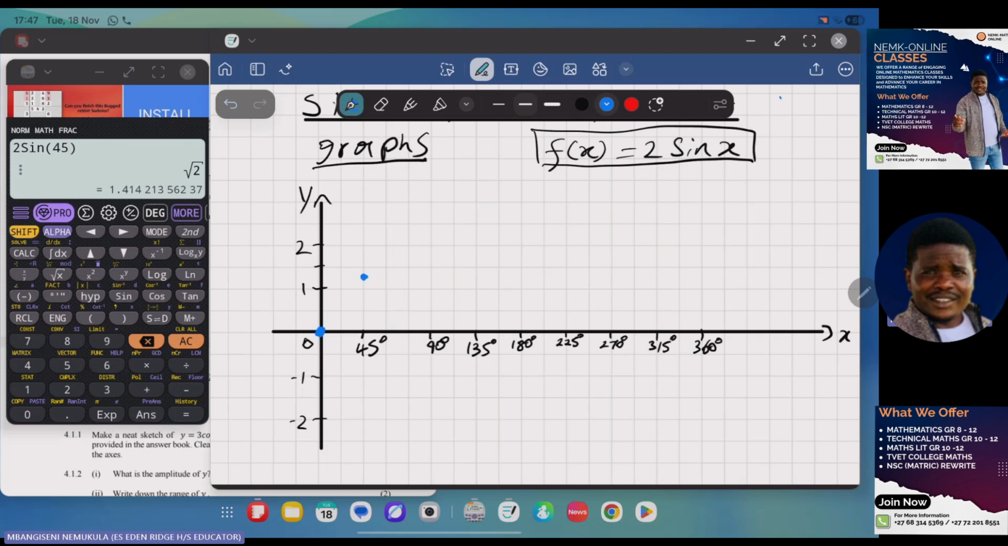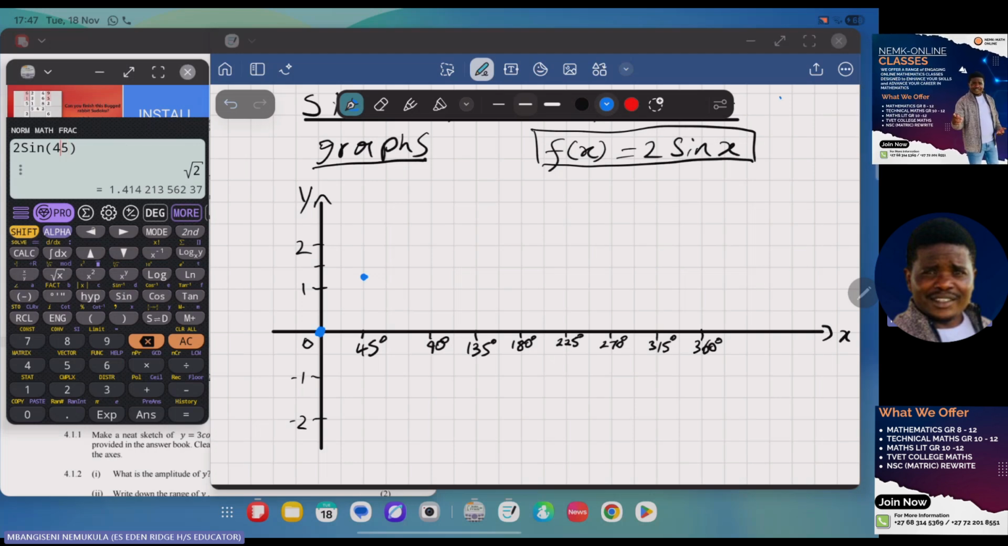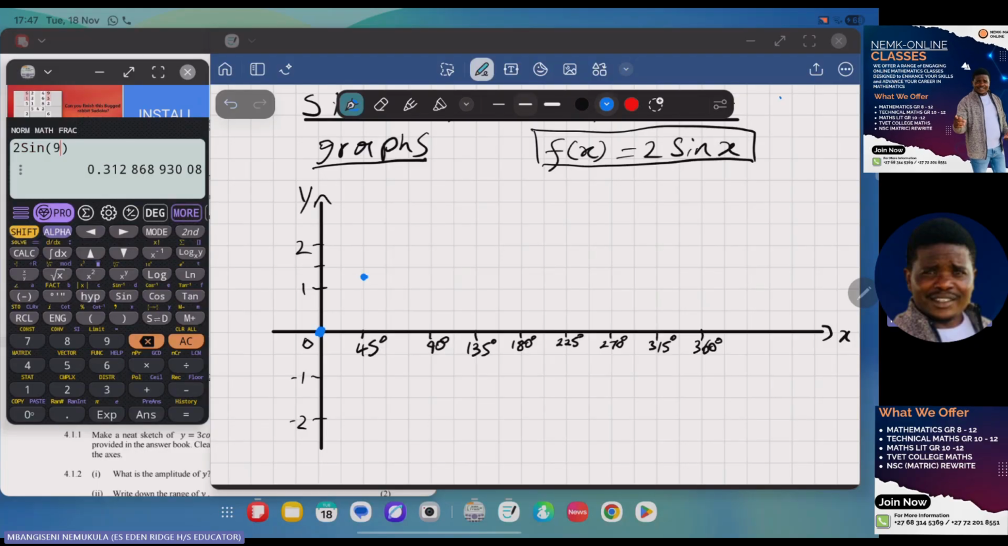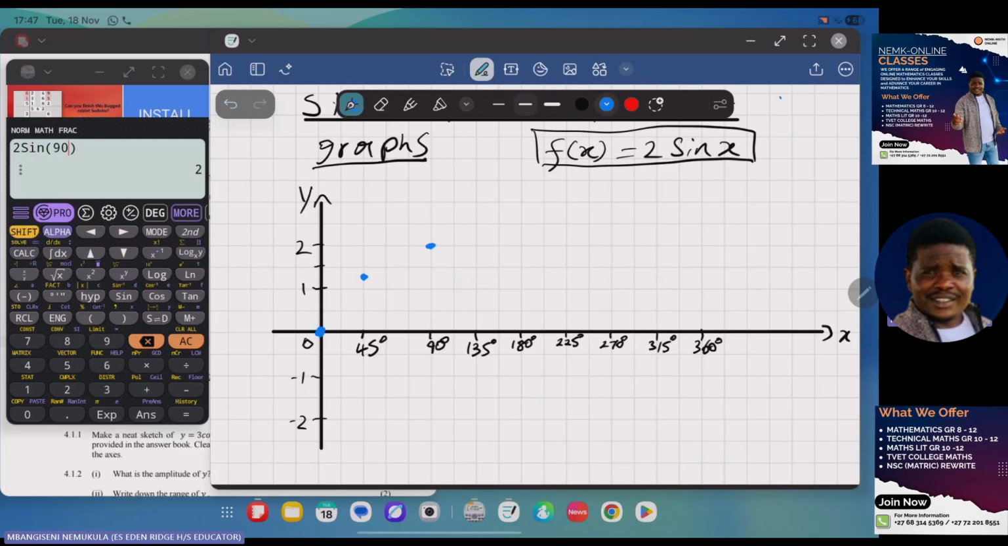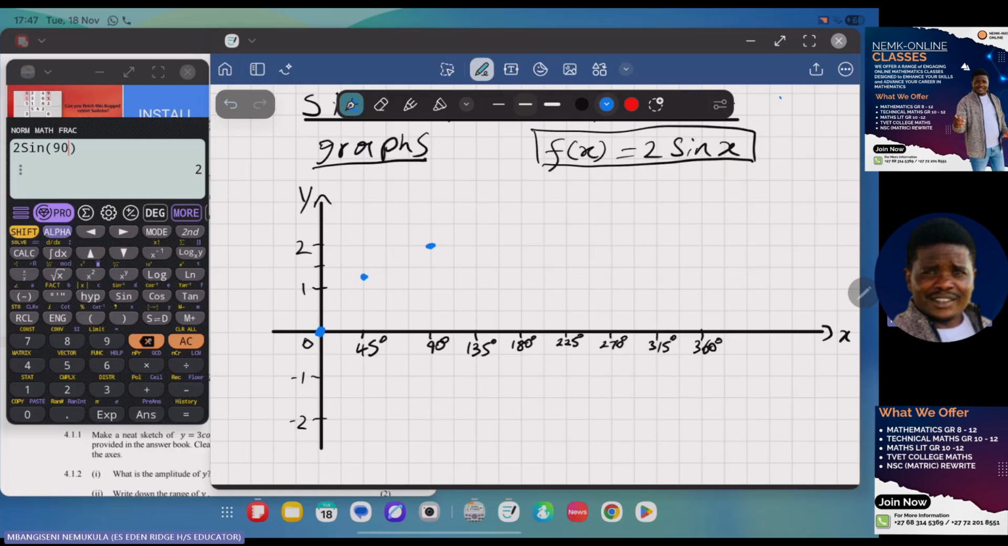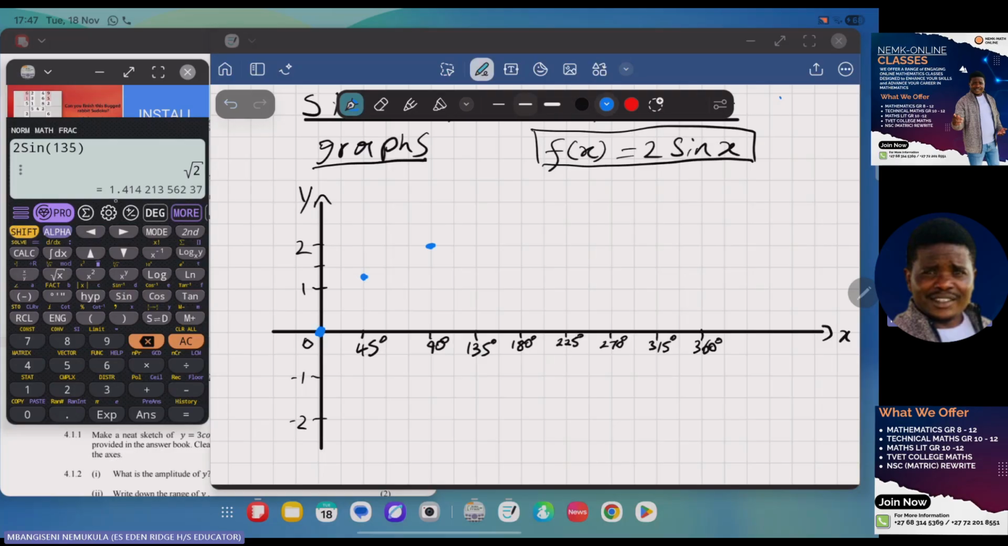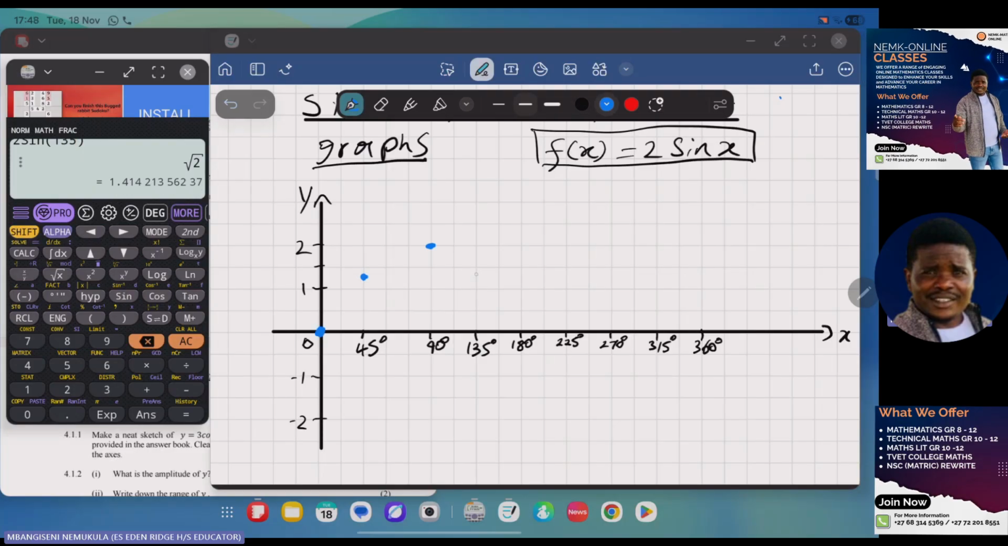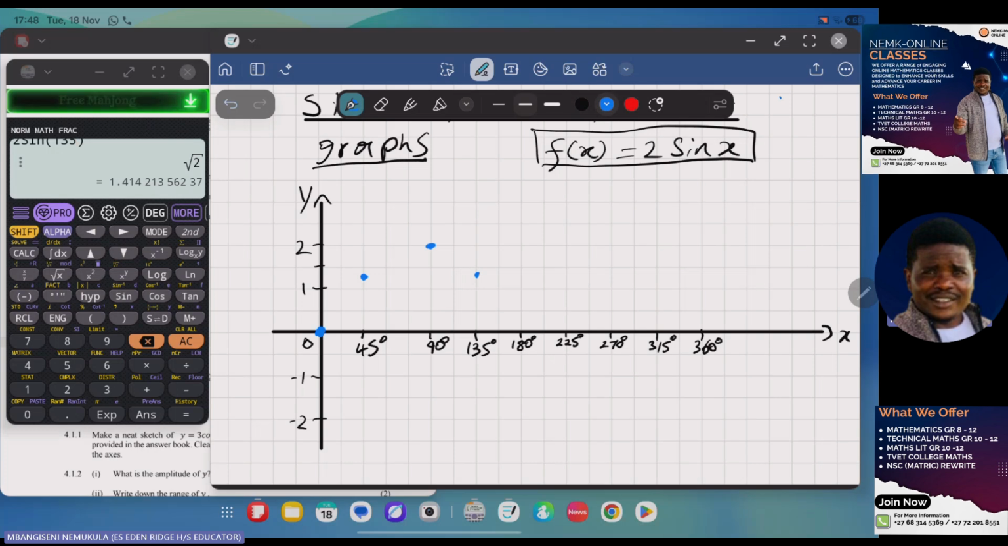And then the next thing is to punch sine 90 on the calculator. I put 90 there, but the answer is 2. So 90 and 2 meet here. I make a dot. Then let's go 135. 135, that is the value of x. 135 is here. Then I get 1,41, similar to this one. So 135 and 1,41 meet somewhere there.